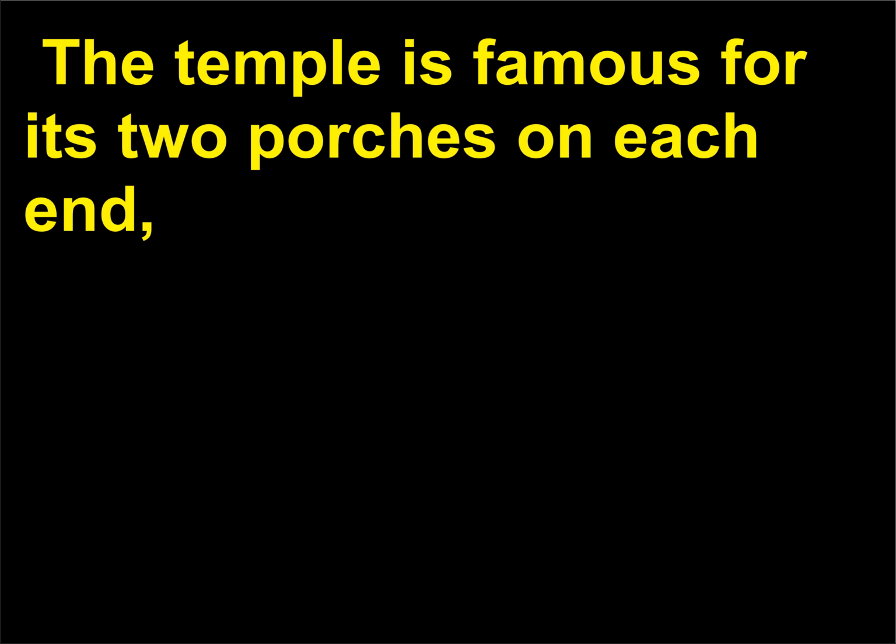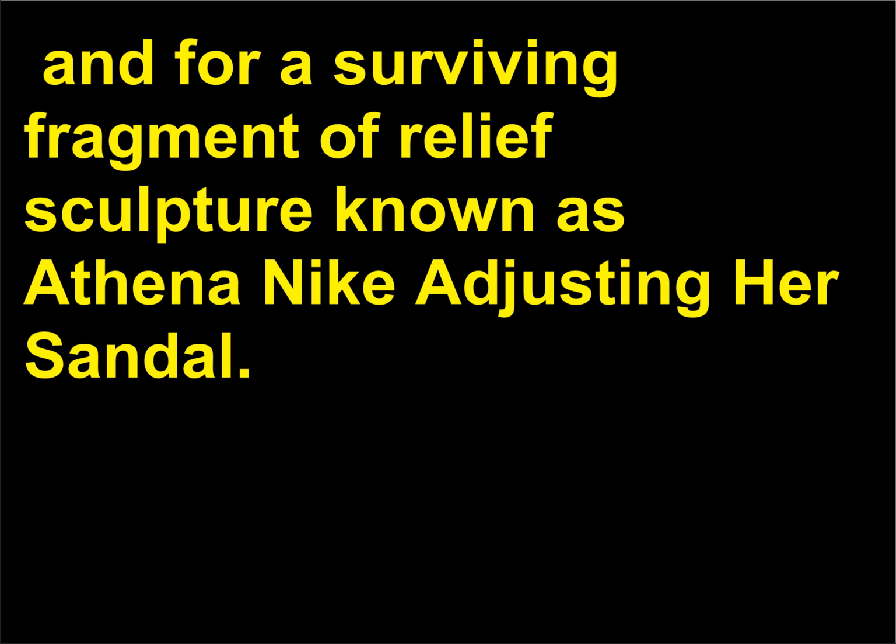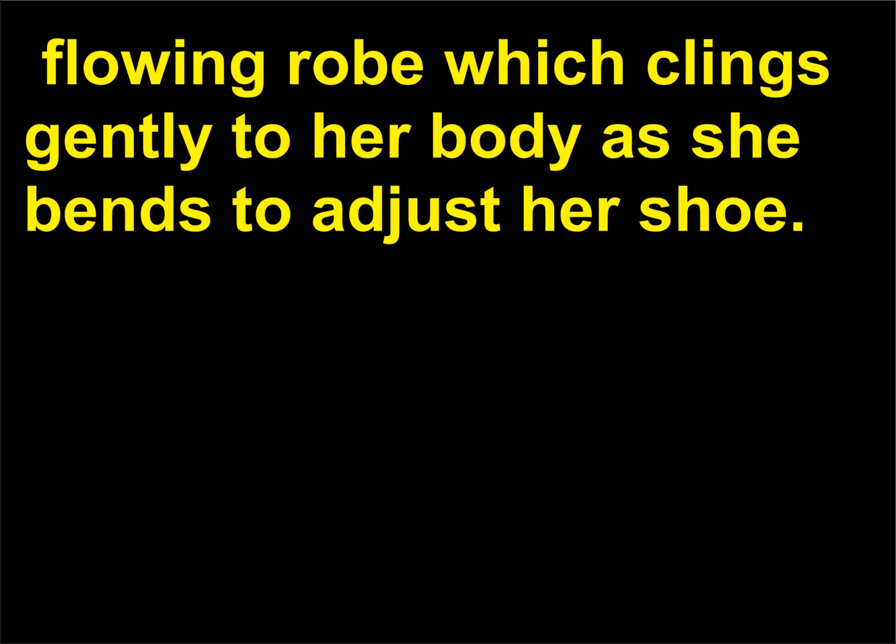The temple is famous for its two porches on each end, and for a surviving fragment of relief sculpture known as Athena Nike adjusting her sandal. This elegant image shows the goddess wearing a long, flowing robe which clings gently to her body as she bends to adjust her shoe. Her robe slips off of one shoulder and she appears momentarily vulnerable. A delicate and erotic image of the goddess.